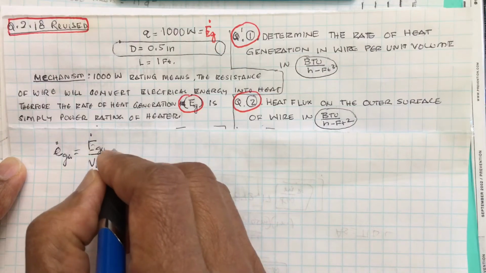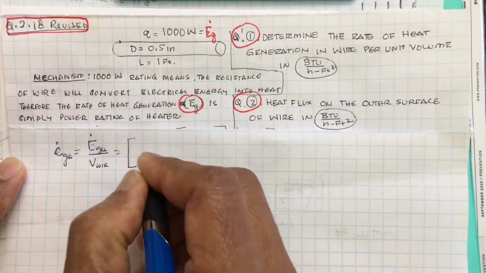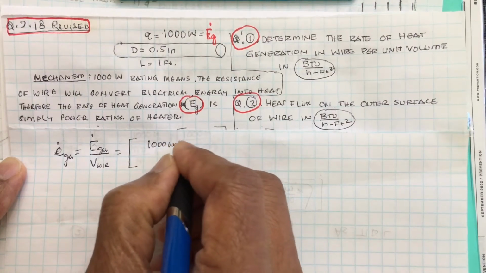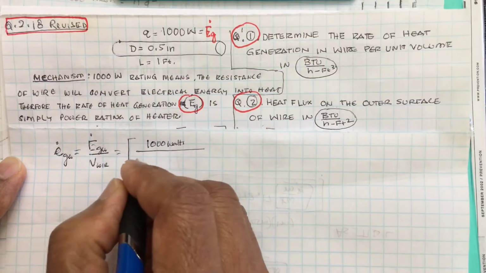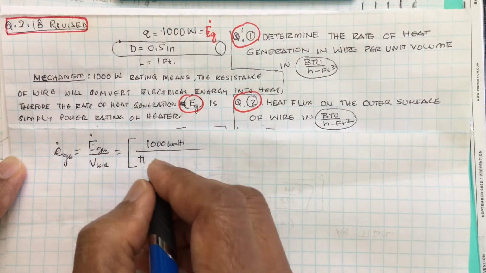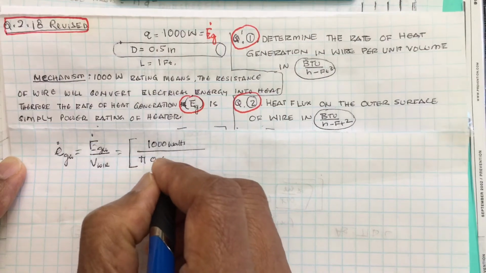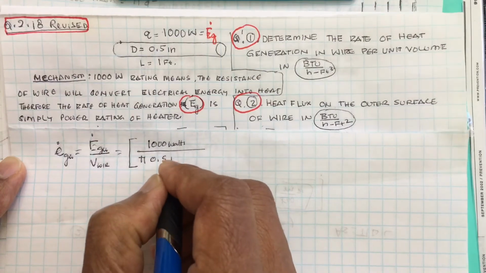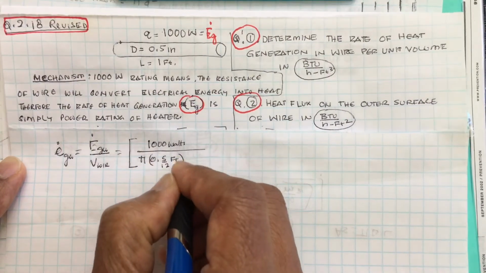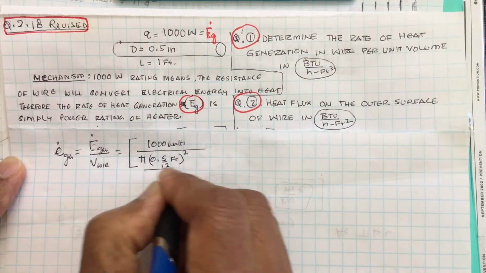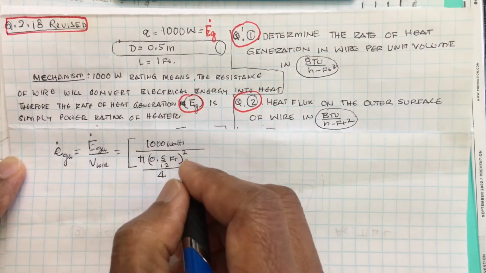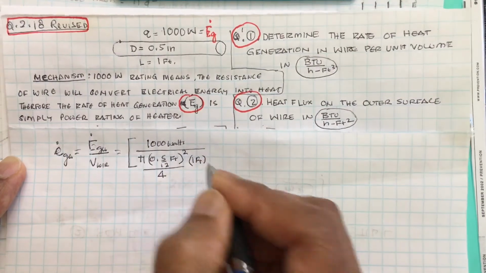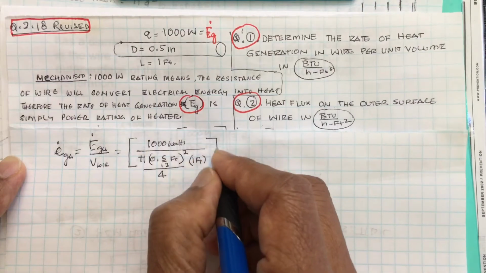So going straight to the units, the values he has given: 1,000 watts of total energy generated divided by pi times the area, where the diameter is 0.5, that is in inches. So we need to convert it into feet, divided by 12, that becomes feet. Pi d square, that is divided by 4, times the length of it. The length, luckily in this case, is already in one foot. So that's what we have.